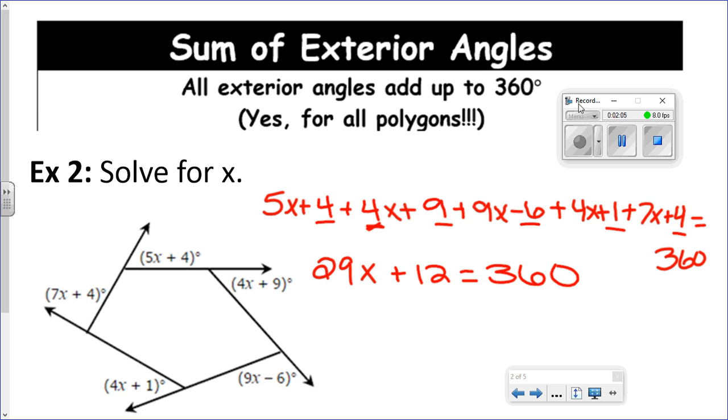And now this is a two-step equation. Just subtract 12 from both sides and then divide by 29. And x is equal to 12. So if I plug in 12 for x, I can figure out each one of these angles if need be.